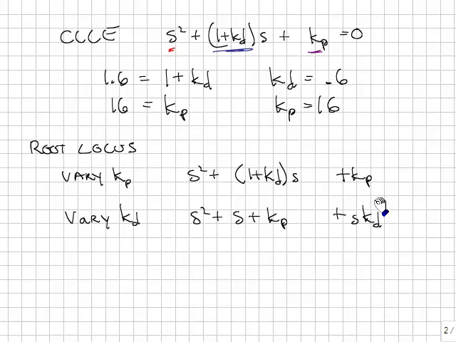My plan is to first vary kp and get as close as I can to the desired poles. Then I'll substitute the value of kp into this equation. I'll now have a new d polynomial, and I'll vary kd in order to find the solution. Let's look at some numbers.